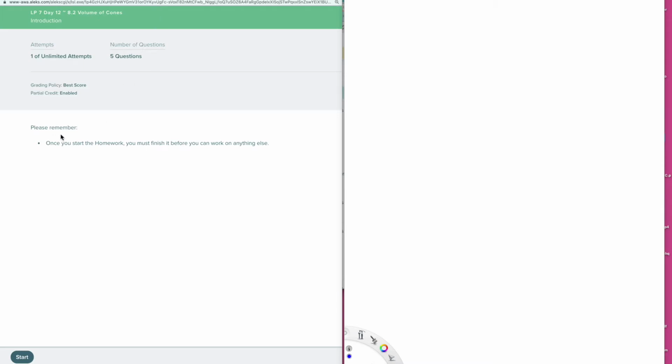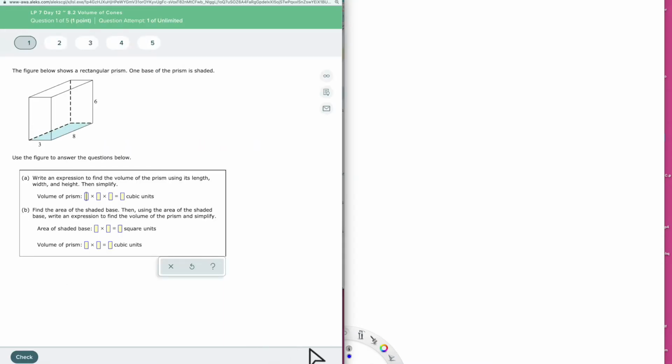Down here it says, please remember once you start your homework, you must finish it before you can work on anything else. What that means is once I click start, down here in the bottom right corner, I will see a submit assignment button. I want to make sure that I'm clicking that button when I want to leave the screen. So whether I've started these or haven't started anything at all, if I want to leave right now, I need to click that submit assignment button. It does 2 main things.